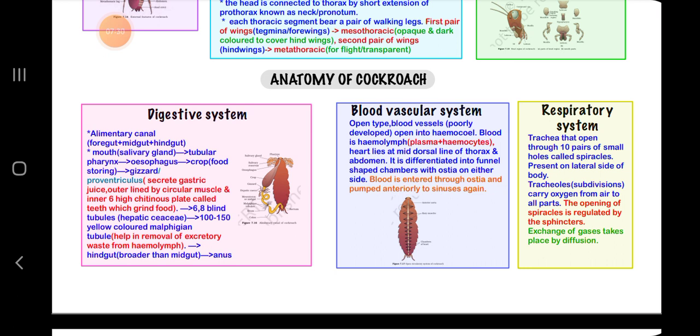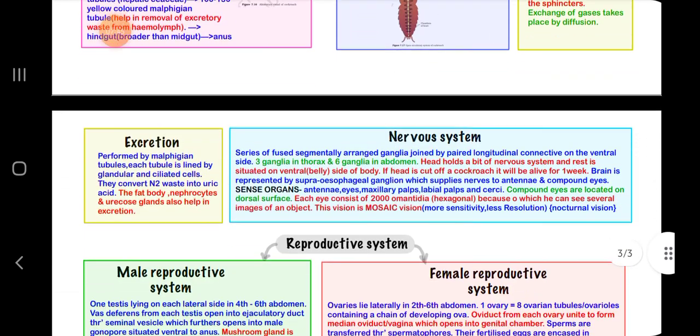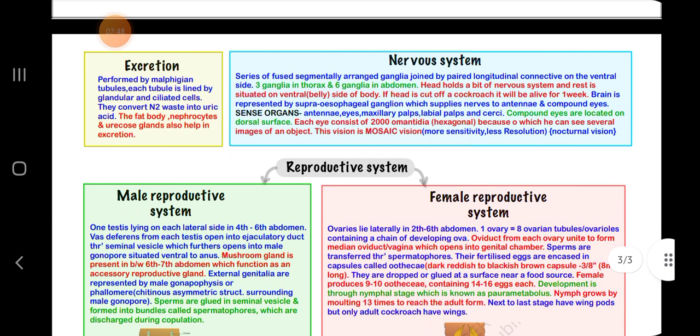Respiratory system: trachea that opens through 10 pairs of small holes called spiracles present on lateral sides of the body. Tracheoles carry oxygen from air to all parts. The opening of spiracles is regulated by sphincters. Then excretion is performed by Malpighian tubules. The fat body, nephrocytes and urecose glands also help in excretion.